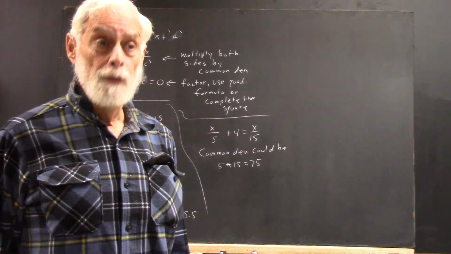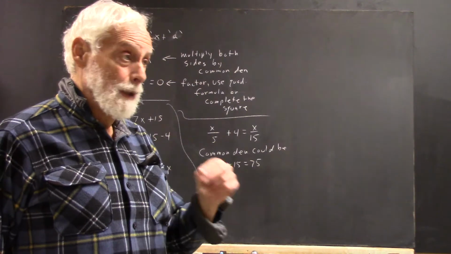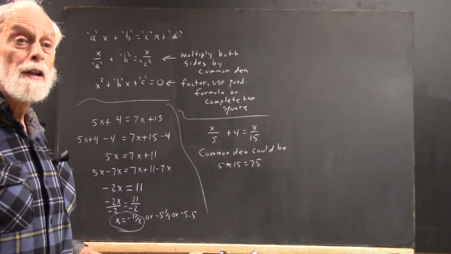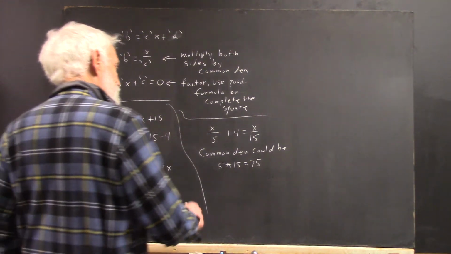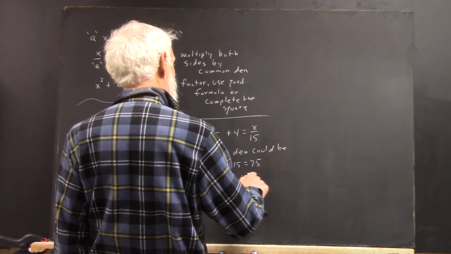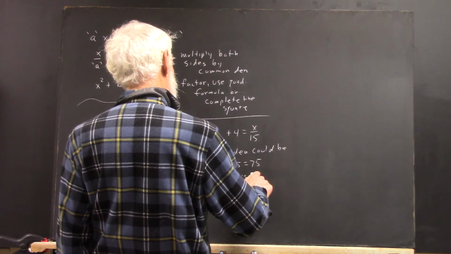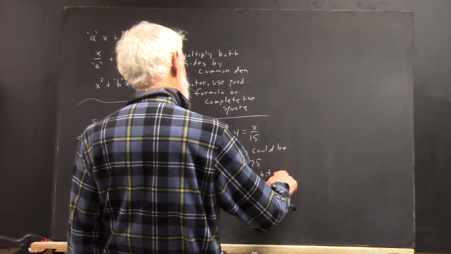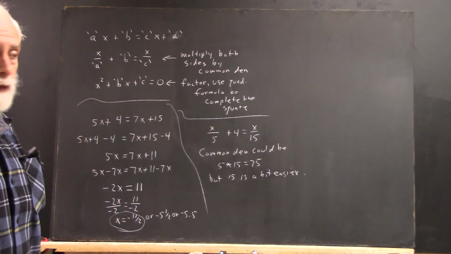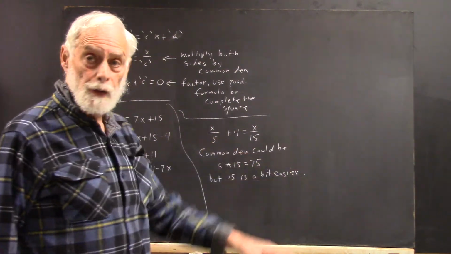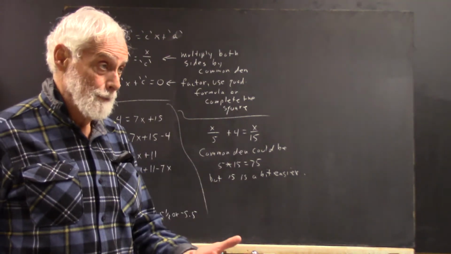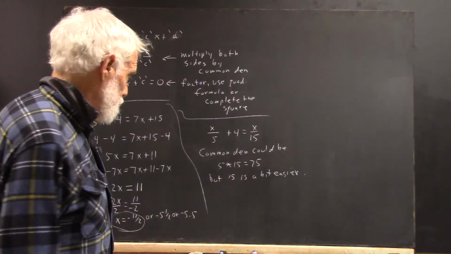There'd be no problem if you multiply every term in the equation by 75, okay? But there's a smaller common denominator, what is it? 15. Yeah. Okay? So if you can find a smaller common denominator than the product of all the denominators, by all means do it. In other words, use the least common denominator if you can find it. And you should be able to do that with a little bit of practice.